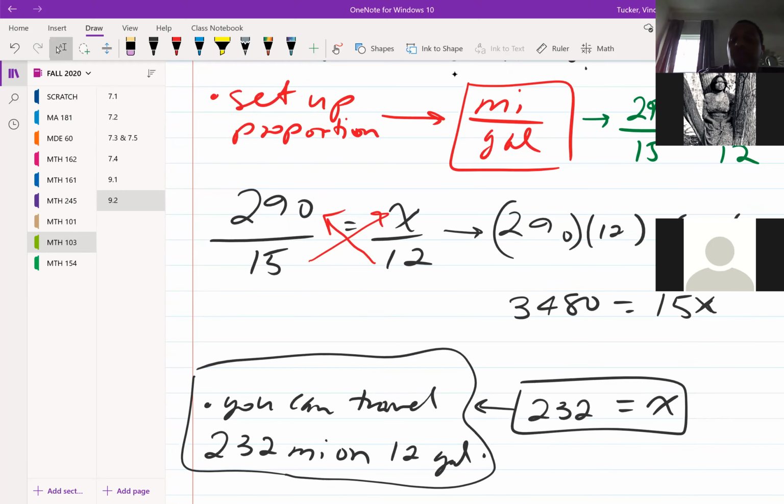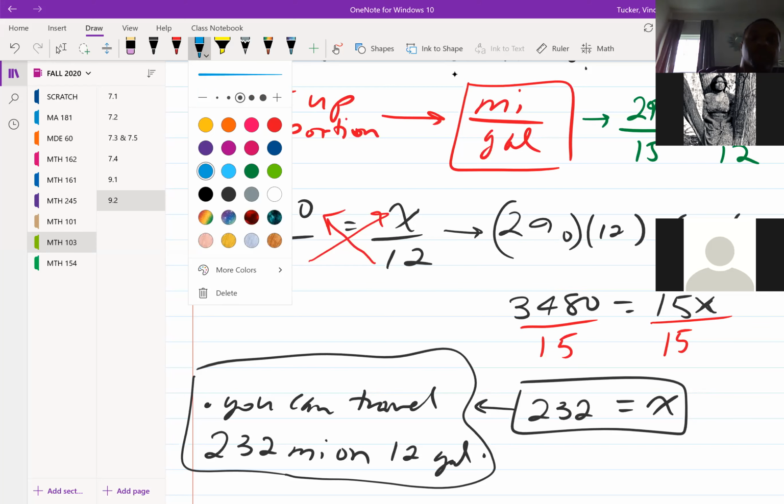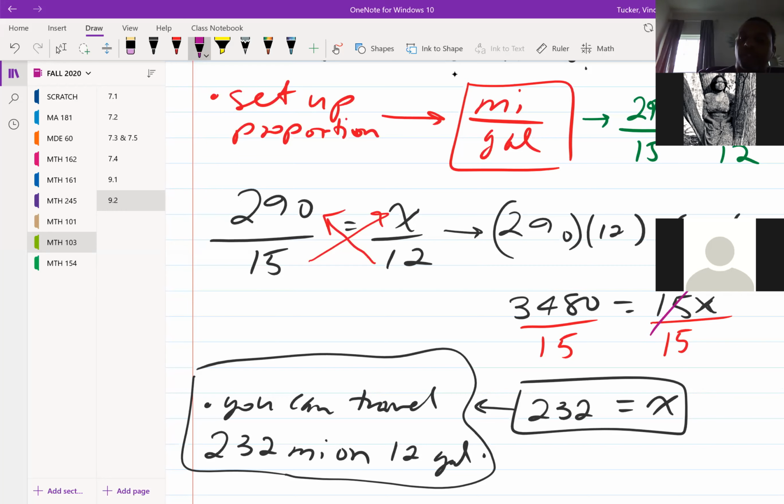290 times 12 is 3480. 15 times X, of course, is 15X. Now divide both sides by 15. 15 is canceled on the right. 3480 divided by 15 is 232. And so that means you can travel 232 miles on 12 gallons of gas.